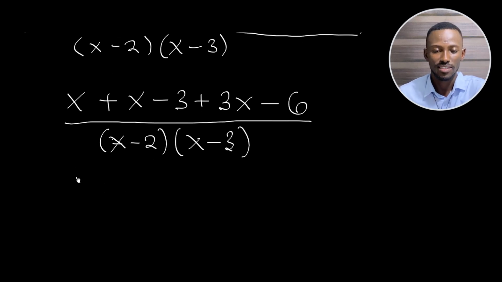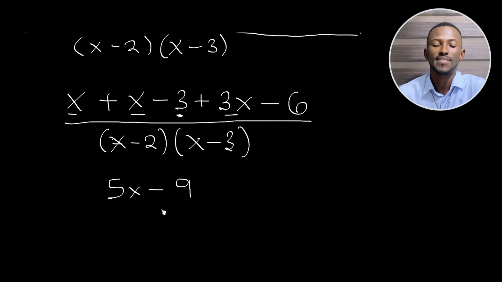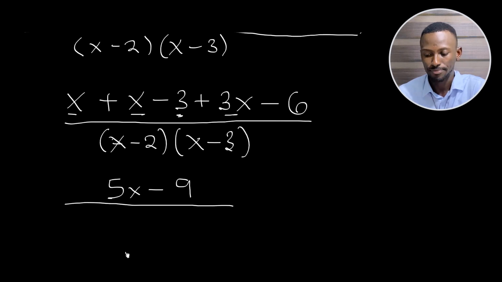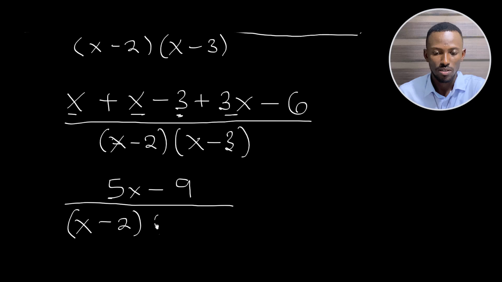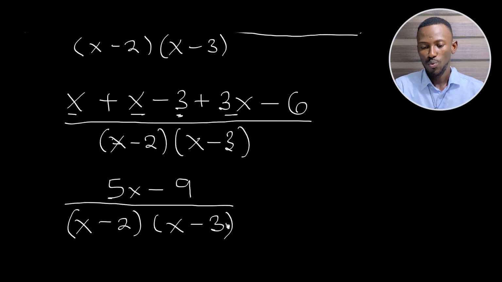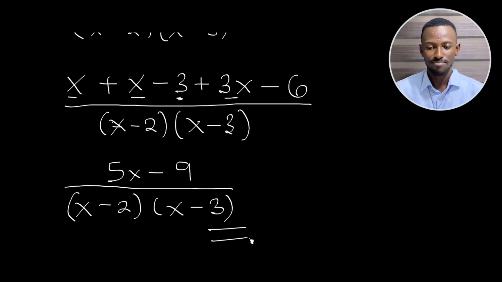So now let's add everything. We have this x here, x plus x will give us 2x. 2x plus 3x will give us 5x. Then we have negative 3 minus 6. Negative 3 minus 6 will give us negative 9. So we have negative 9 divided by x minus 2, x minus 3. Good. So we are done. So this is our final answer.